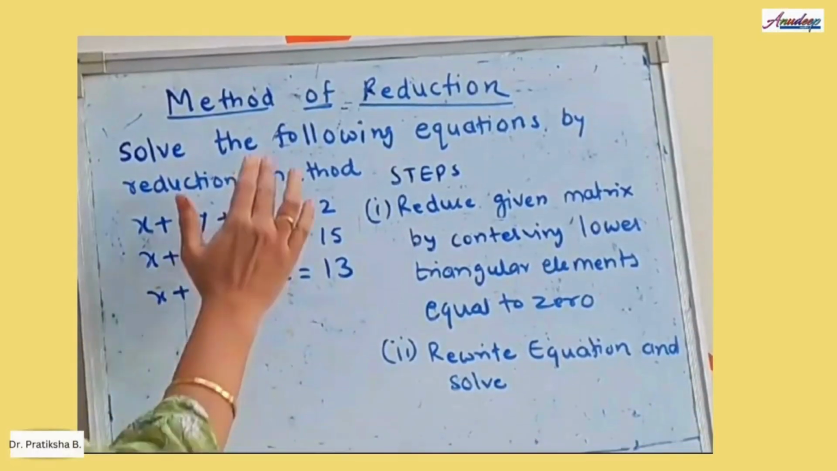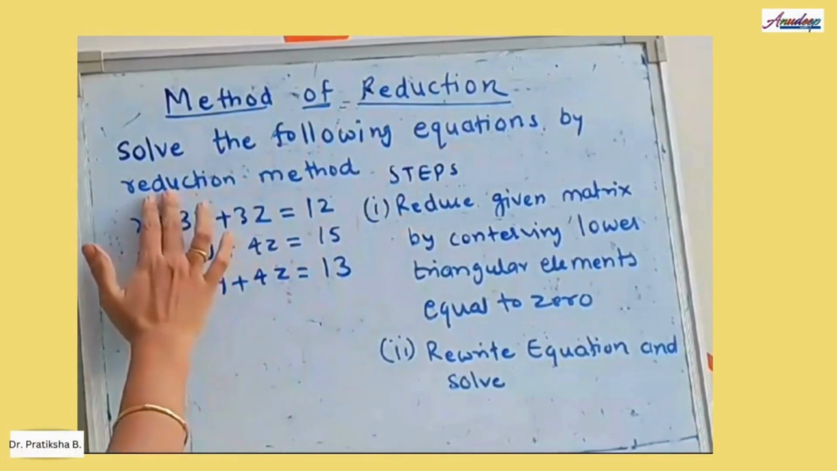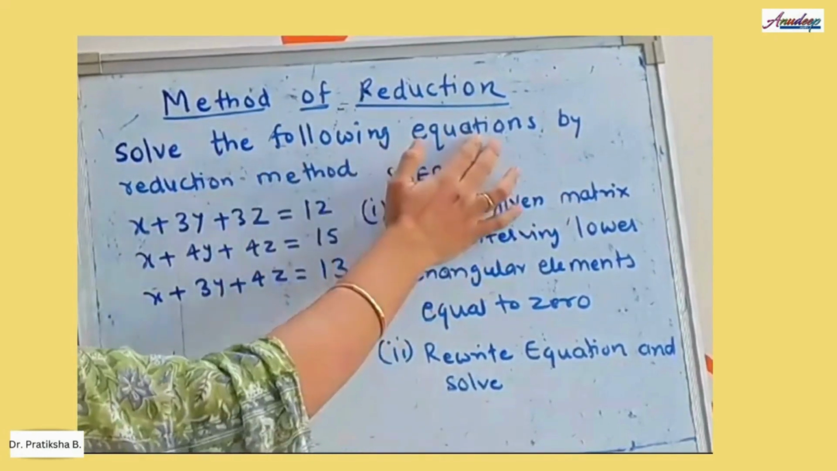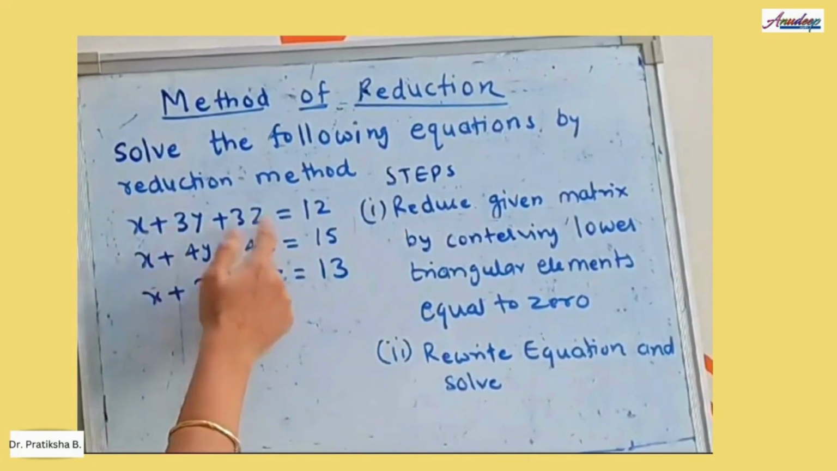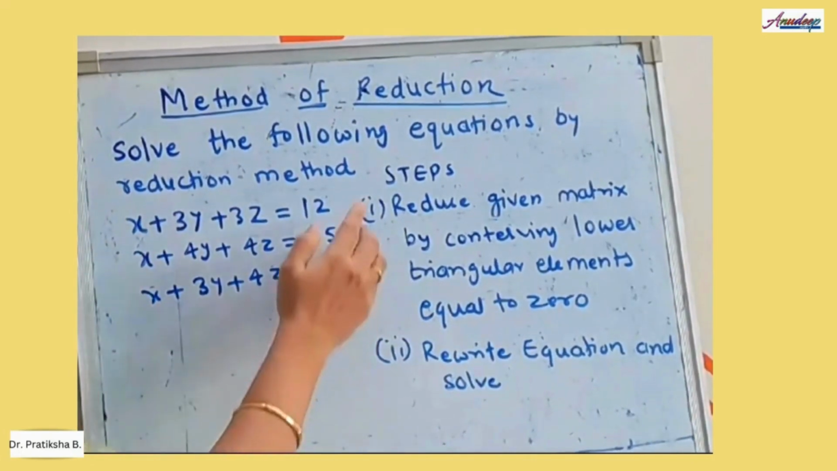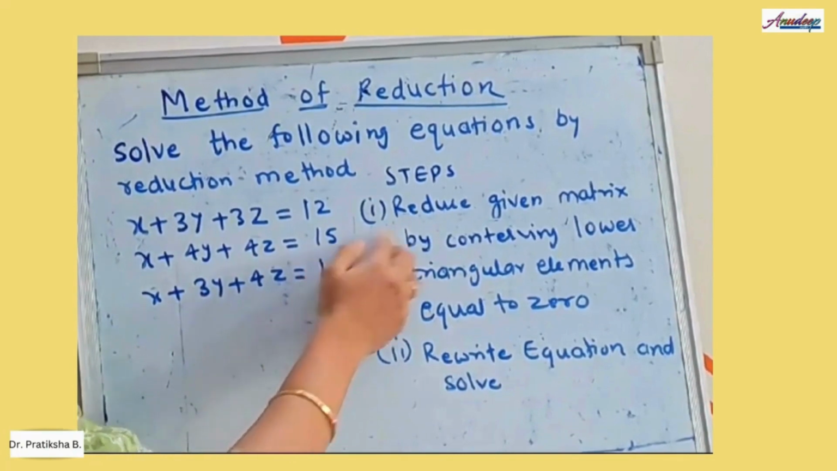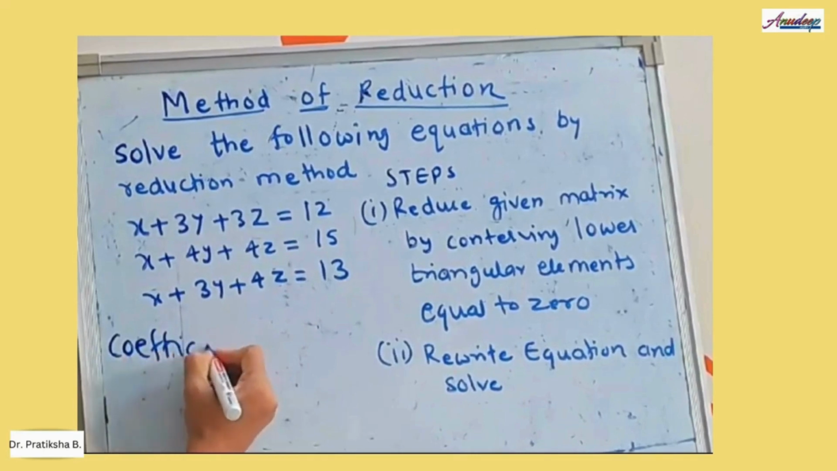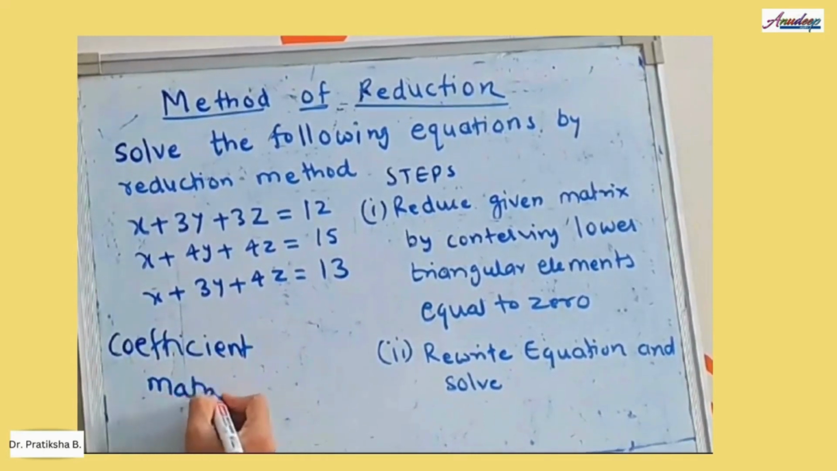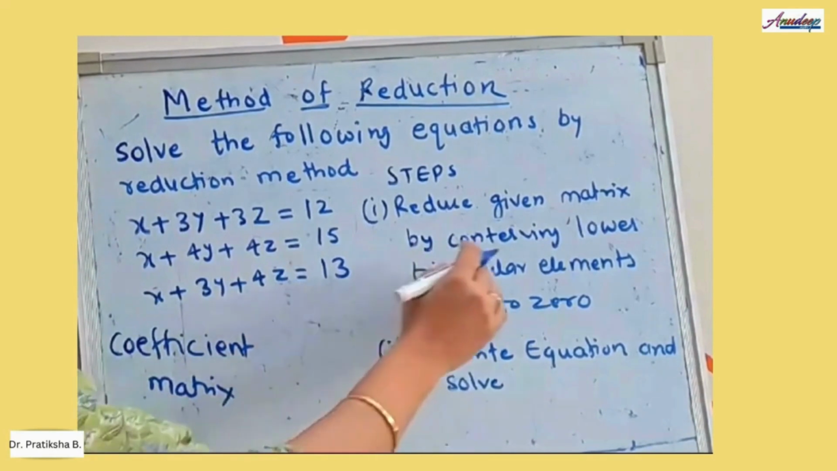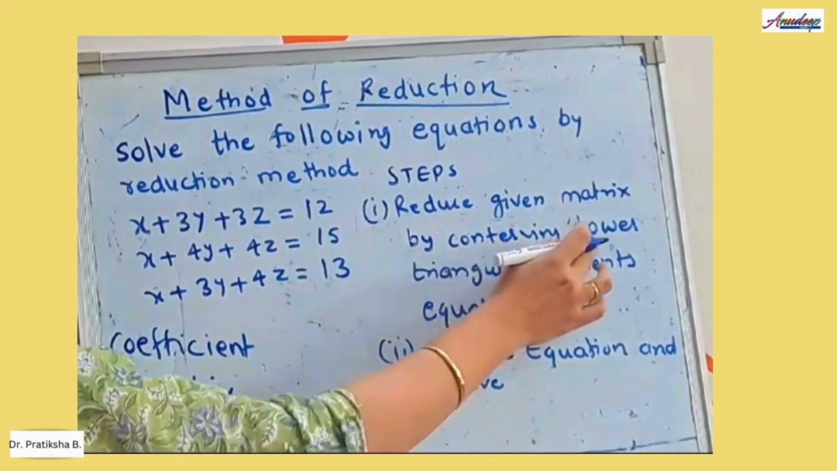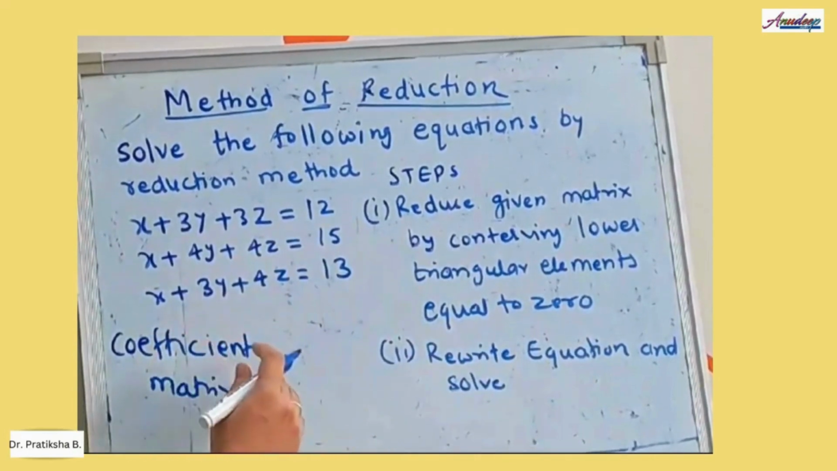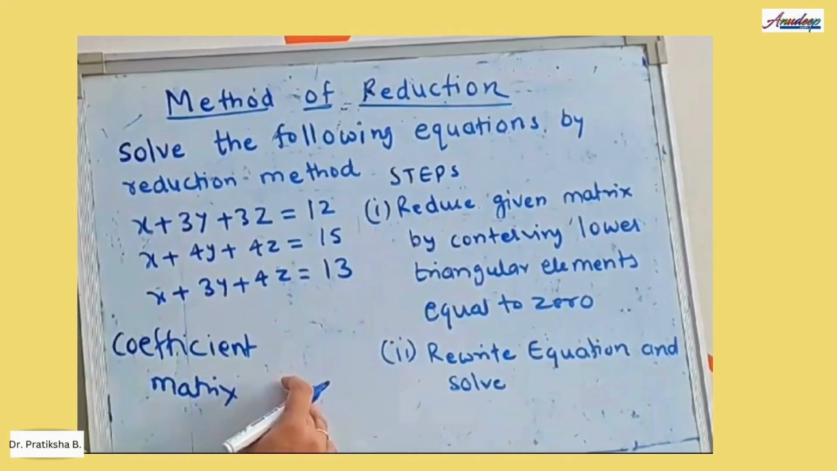Now let us solve the second problem by the method of reduction. You have been given the equations. The question is: solve the following equations by the reduction method. Again, solving the equations means getting the values of the variables x, y, z for the three simultaneous equations. So the steps to solve using the reduction method: you have to reduce the given matrix. First of all, you have to identify the coefficient matrix. Once you have the coefficient matrix, you have to reduce that matrix by converting the lower triangular elements to 0. So using the elementary row transformation method, we can reduce the elements at the lower triangular position.